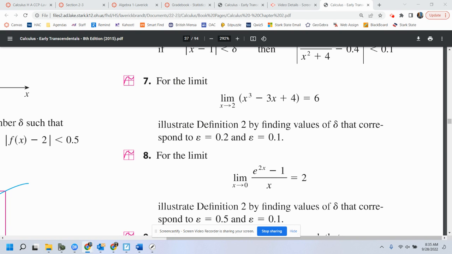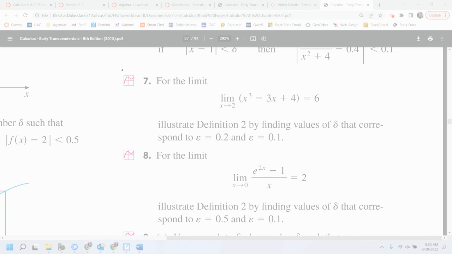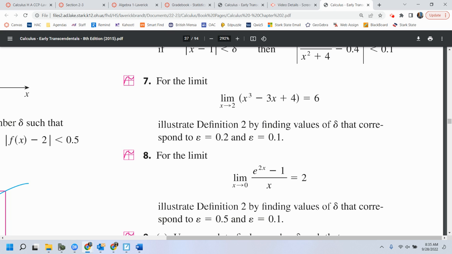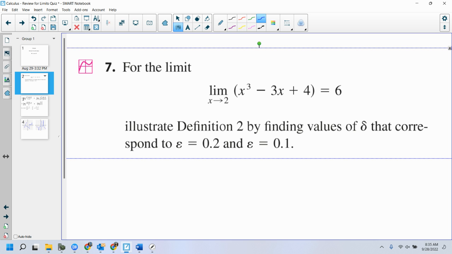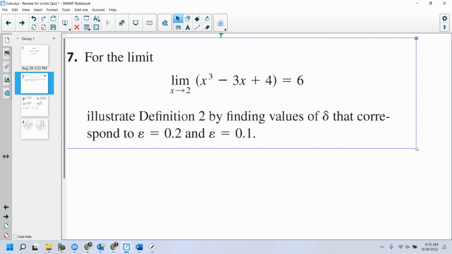Welcome back, everybody. So we're starting here with question 7 from the section 2-4 homework. Let me screen capture that in. Let's go to a new page. Are we there? We're there already. Perfect. It's running smooth today.